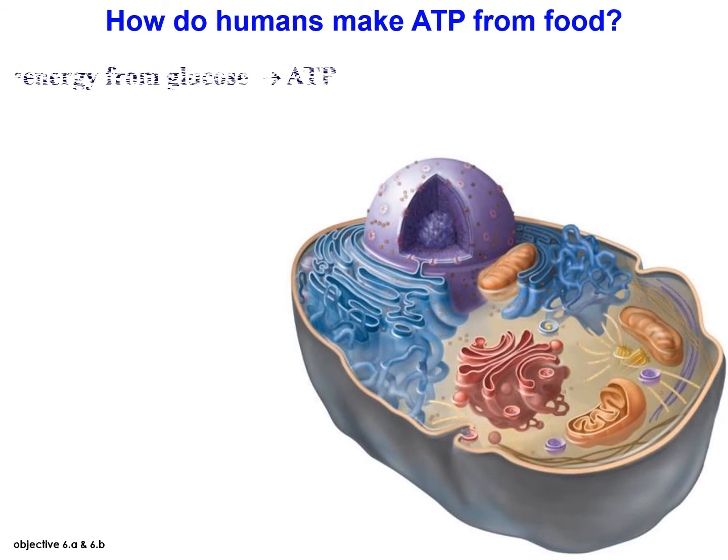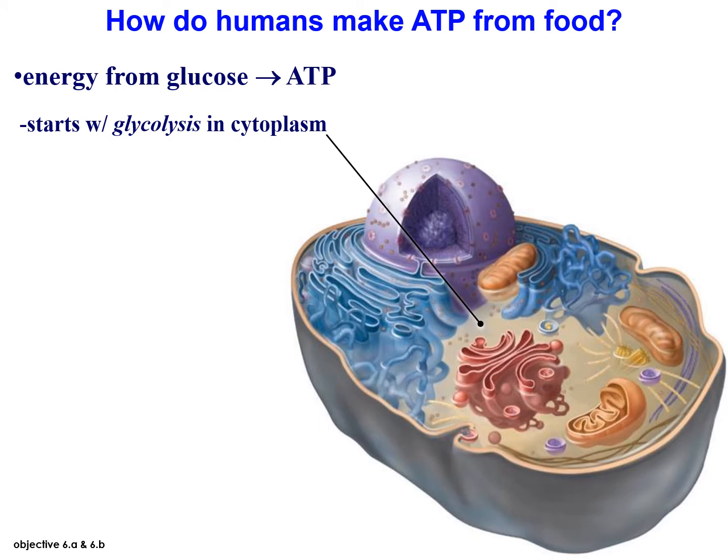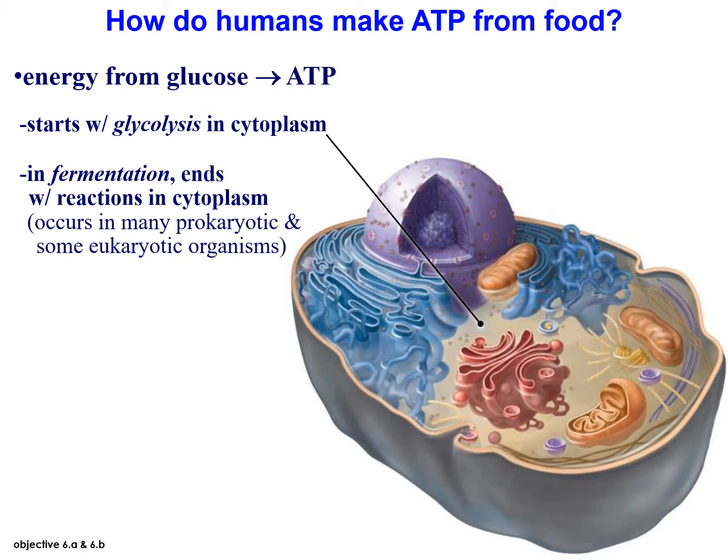Cells use the energy from glucose to produce ATP. This starts with glycolysis, and glycolysis takes place in the cytoplasm. Sometimes oxygen isn't available. If that's the case, it goes directly to fermentation, and that's where the reaction will end. This is common in many prokaryotic organisms and some eukaryotic organisms. In fact, your body cells do it occasionally in the case of emergencies.